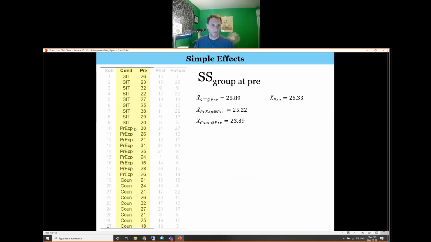So if I'm looking at the effect of group at pre, now I'm only looking at pre. I'm not dealing with post and follow-up at this time. So I have a mean for each group: stress inoculation, prolonged exposure, and counseling at the pre-level. And I have my marginal mean for the pre, the mean going down the whole column. So the mean of these first 9 observations, the SITs, is 26.89. The mean of the next 9 observations is 25.22, and the mean of the last 9 observations is 23.89. The mean of the whole column is 25.33.